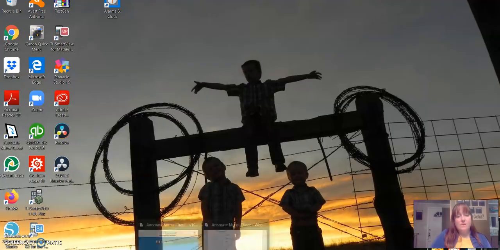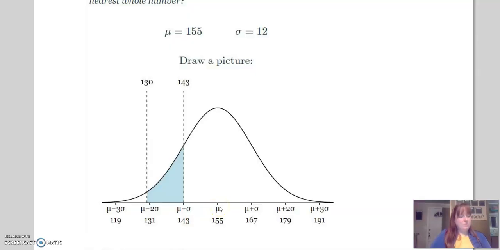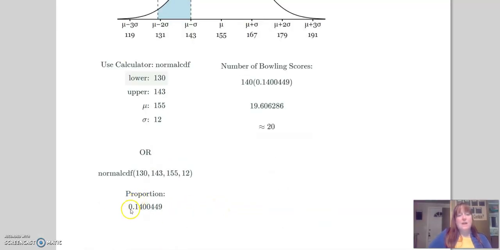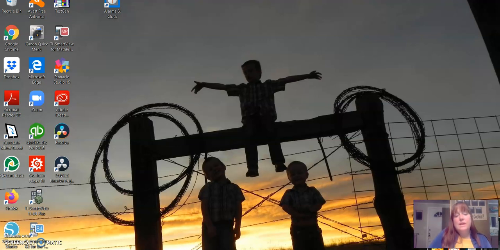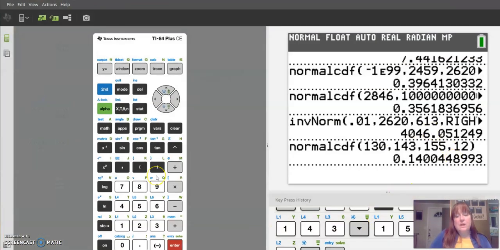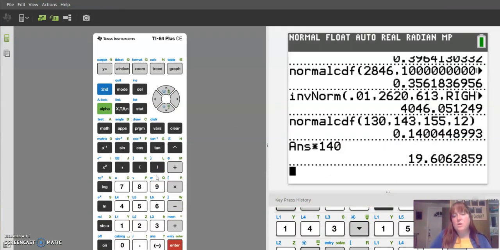Okay, so that's what I have written here. 14%. We just used the normal CDF function, and we found that 14% of her games are there. But how many games does that actually mean, right? How many games does that really calculate out to? So here we go. We multiply this by 140 games. What's 14% of 140? Well, it's 19.6 games. So we could just round that up to 20 because there's no such thing as half a game. So about 20 games are going to be in between 130 and 145. I mean 143. Whatever.